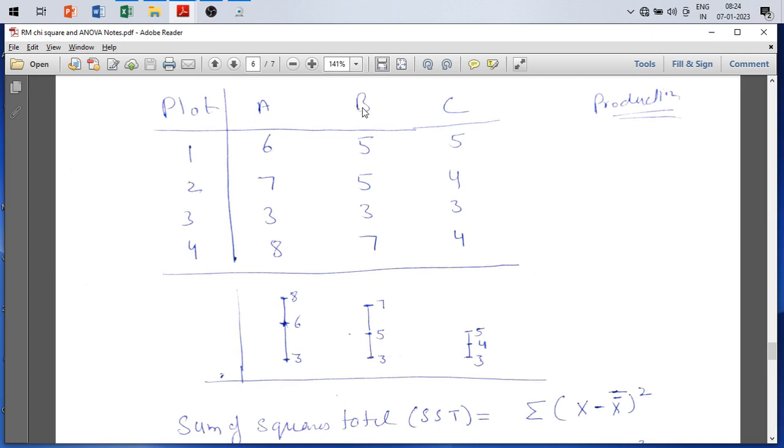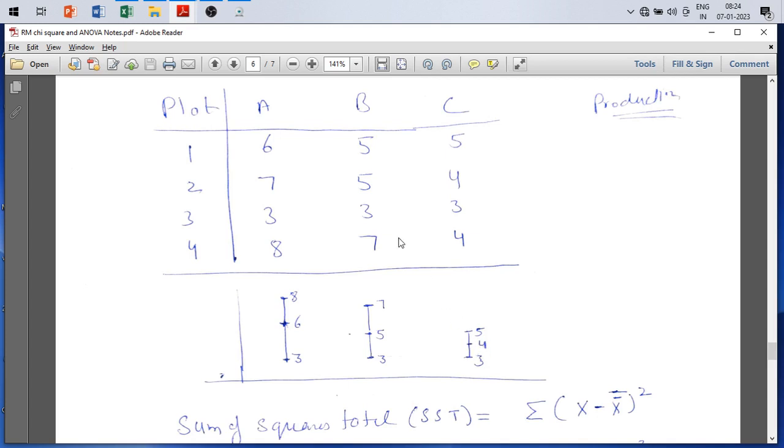For B, the data is from 3 to 7, and the mean is 5 if you calculate the mean of this. And for this one, the data is from 3 to 5. The variation is less here, and the mean is 4.